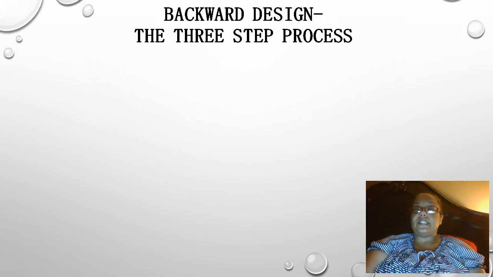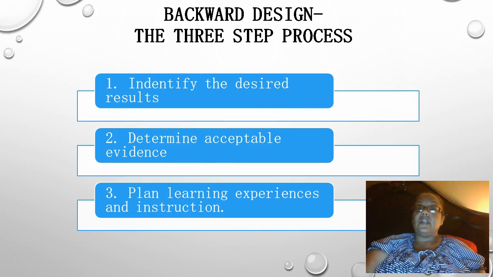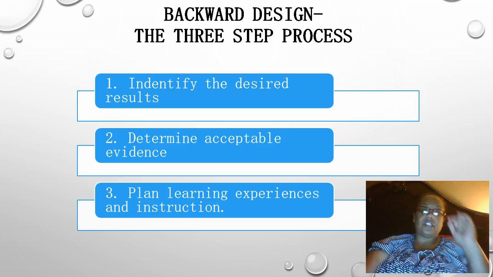Backwards design, the 3-step process. In backwards design, there's a 3-step process, which the first step is to identify the desired results. This means, what is it that we're actually wanting to achieve? What is our big picture? What do we want our students to learn? And in doing so, we're going to look at our TEKS to determine what it is that we want our students to learn. We're going to let our knowledge and skills guide our instruction.